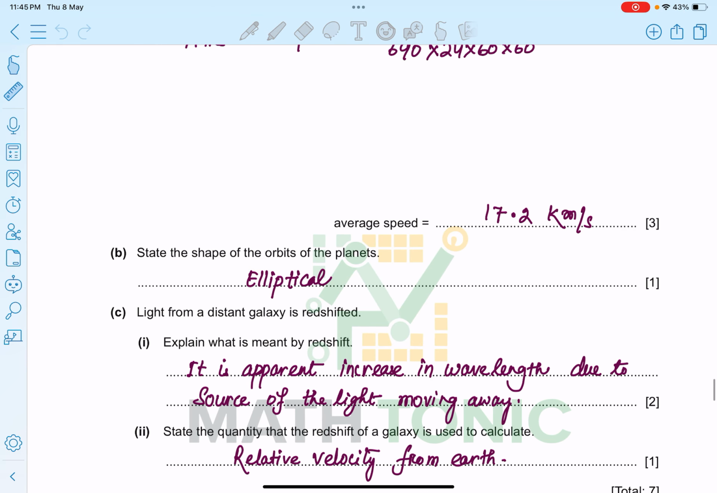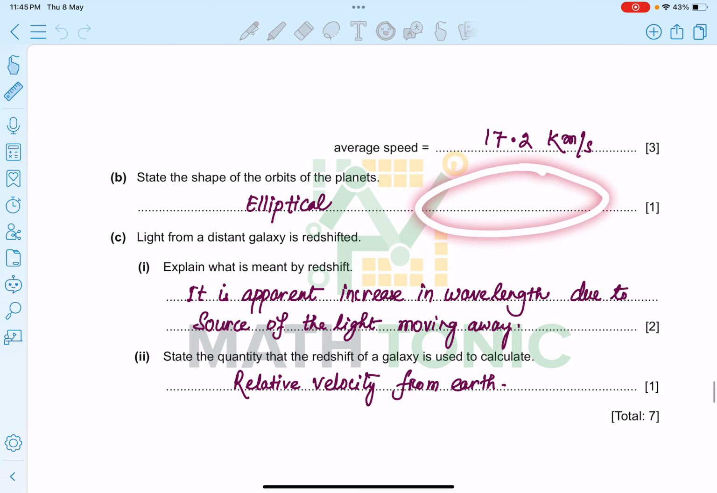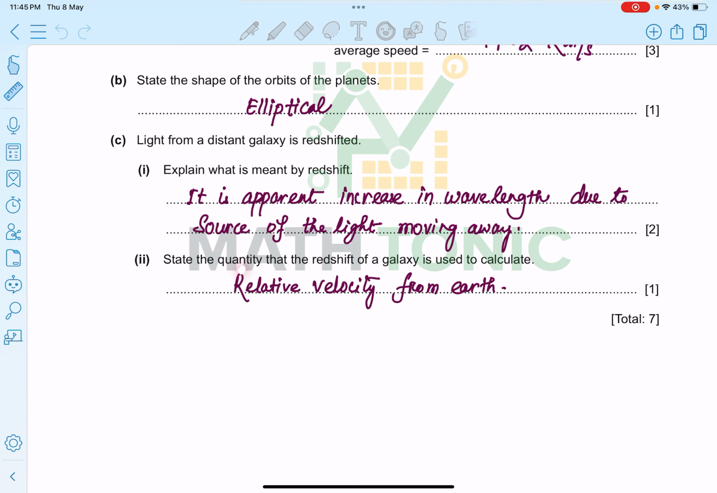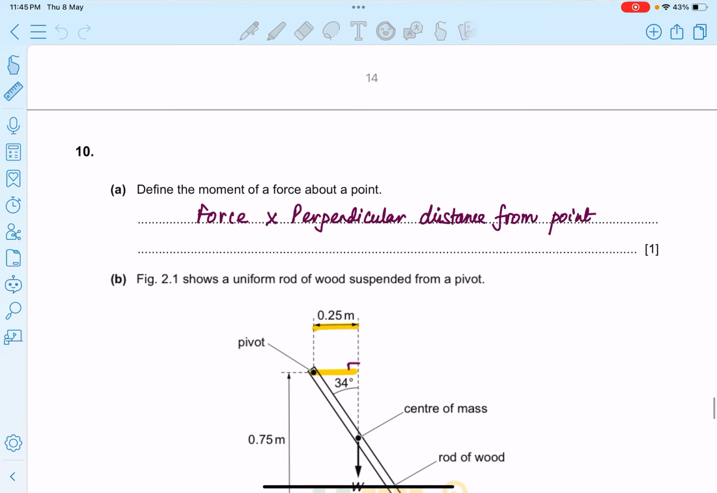Did you get it? What is the shape of the orbits of planets? Easy, it will be elliptical. Now light from a distant galaxy is redshifted. What do you mean by redshift? This is a definition you have to remember. It is the apparent increase in wavelength due to the source of light moving away. That is known as redshift. State the quantity that the redshift of a galaxy is used to calculate. This is the relative velocity from Earth. This is one more question we should remember.